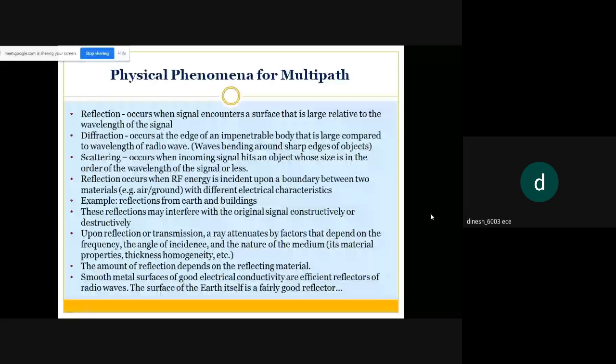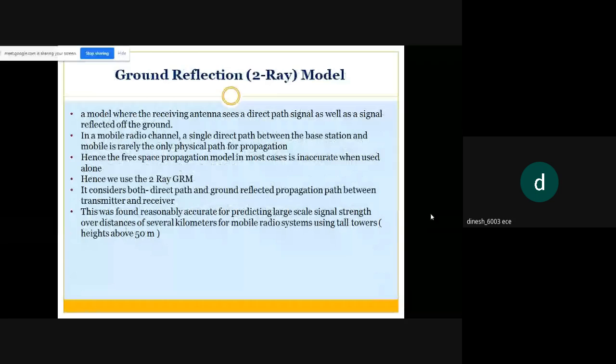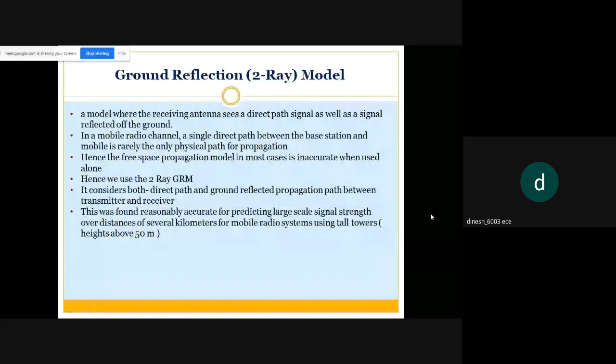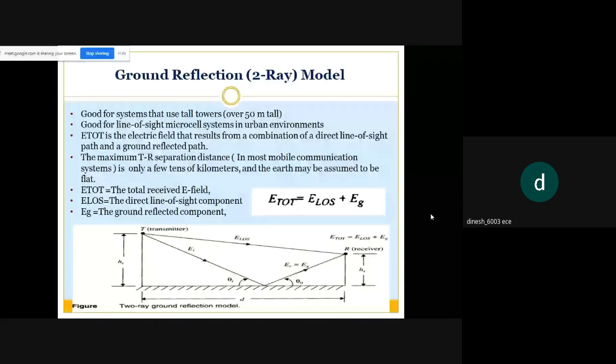So there is a reflection model that we're using, which is the two-ray ground reflection model. Receiving antennas will have a direct path as well as a ground reflected path. The receiver will receive the signals along with the line of sight component. Okay, I'll show you that model in this diagram. So here is a transmitter with a height HT, and here we have a receiver which is present at a height HR from the ground.